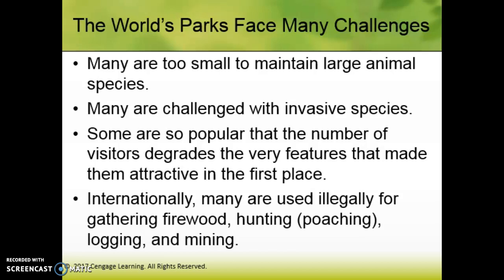A lot of challenges on the world's parks. Many are too small to maintain large animal species, and our government is trying to shrink them. It's in the news several times in the last couple of months, where the Trump administration wants to shrink some of our parks. They want to sell off some of our national parks to get a quick infusion of cash into our economy. Another challenge is that a lot of them are facing invasive species.